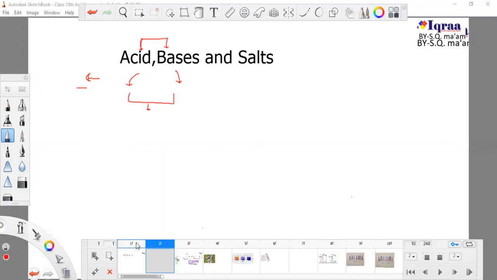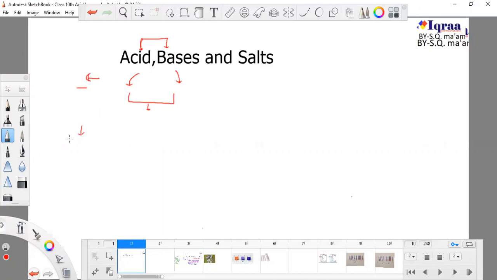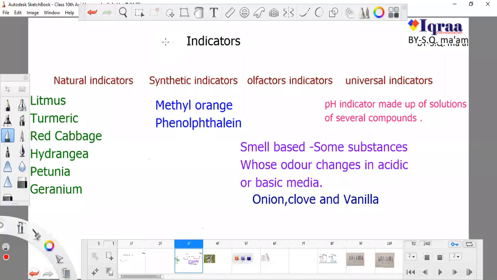First of all, these experiments or criteria that we are going to use to distinguish between acids and bases are known as indicators. We can say substances or methods or experiments, they are known as indicators. So basically there are four types of indicators. Natural indicators. Natural indicators are not man-made.